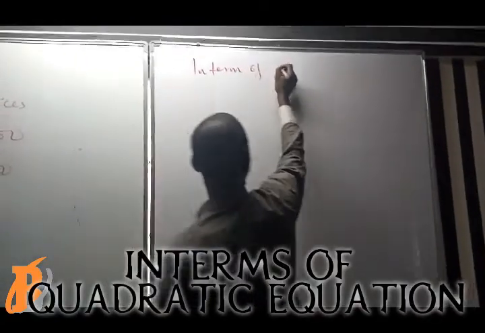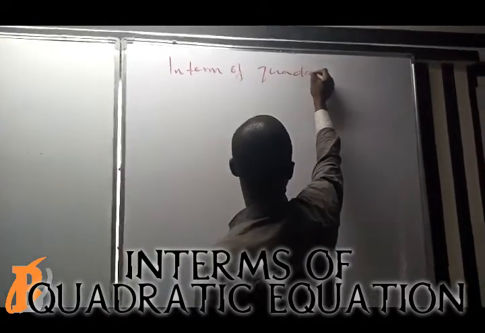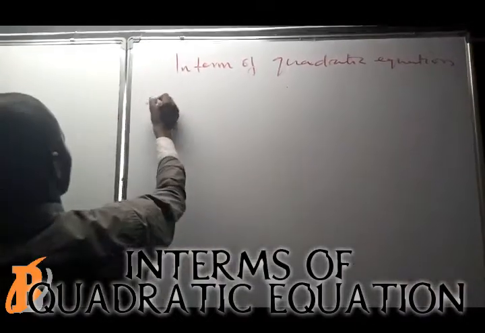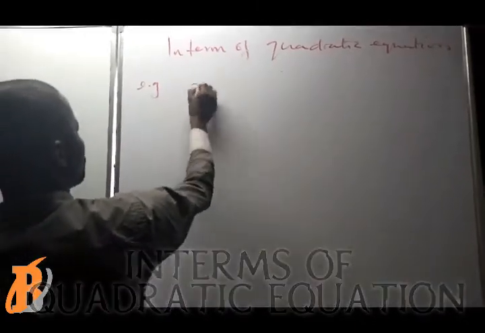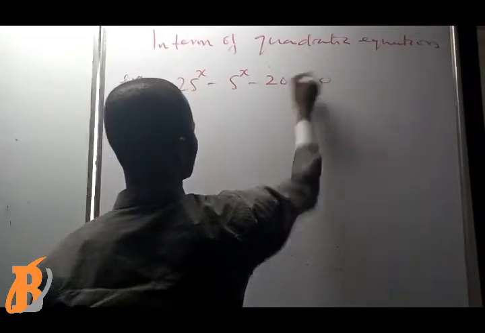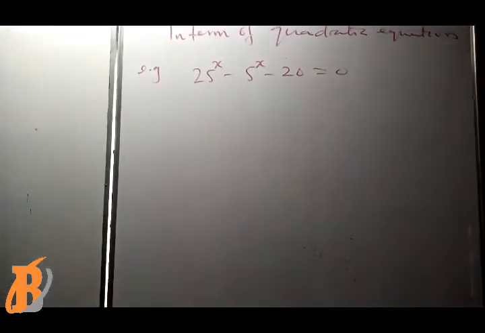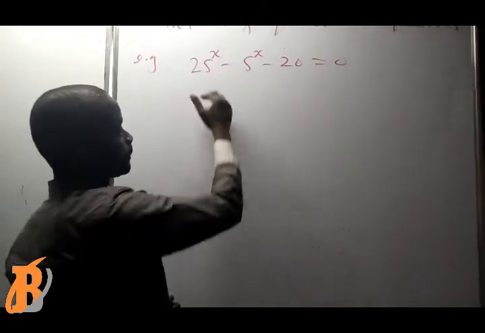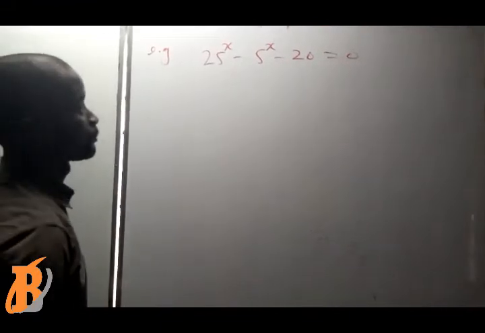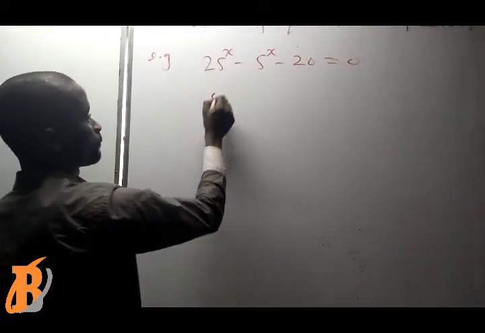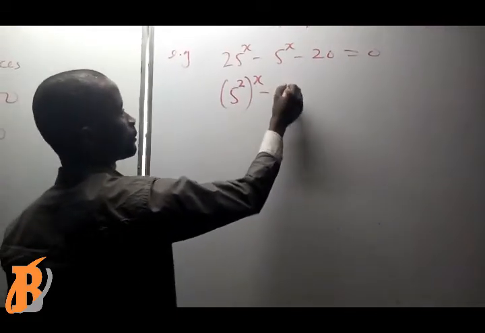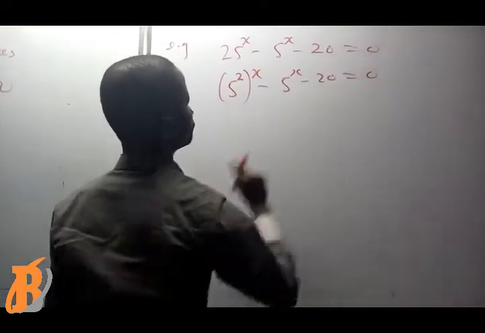In terms of quadratic equation, for example, you have 25 power of x minus 5 power of x minus 20 is equal to 0. Now when you have this type of question, you need to apply law of indices before that leads to a quadratic equation. Recall that this 25 can be written as 5 power of 2 into x. That's 25, okay, minus 20 is equal to 0.